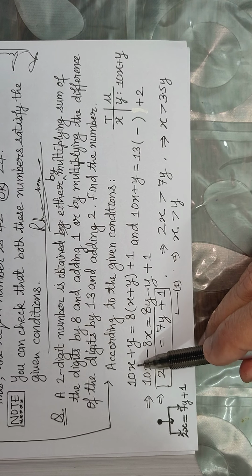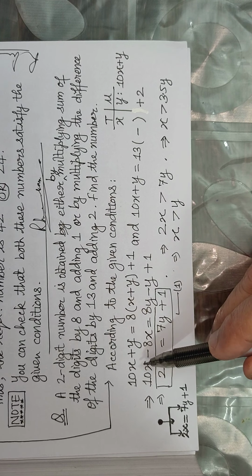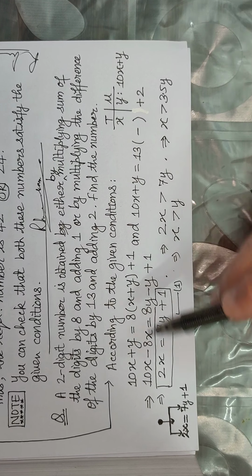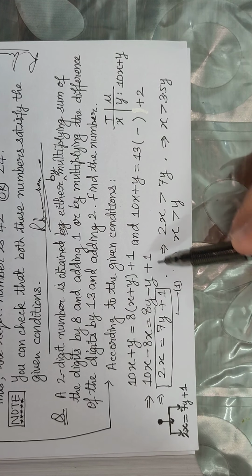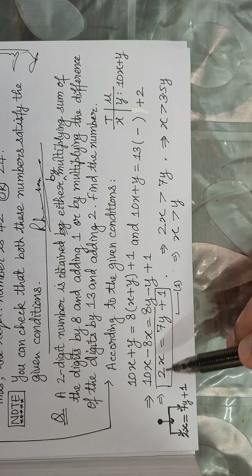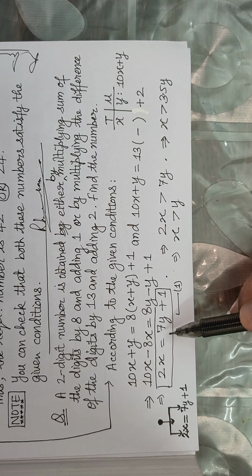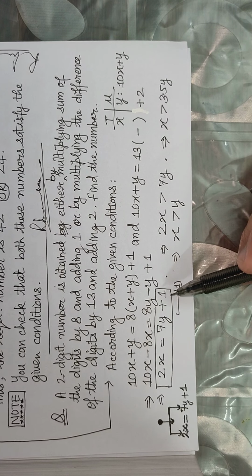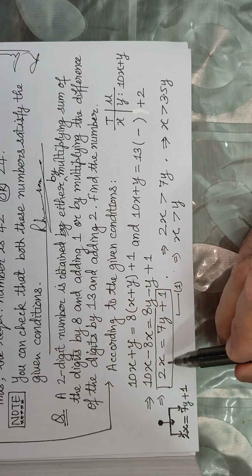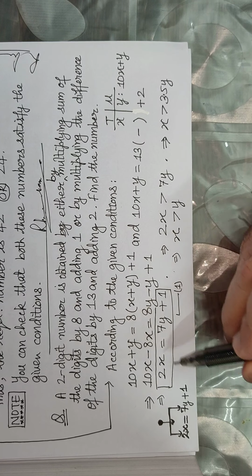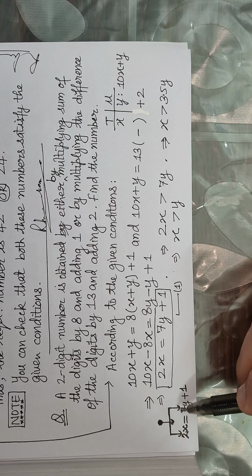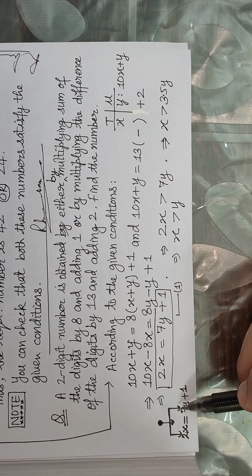I get 10x minus 8x is equal to 8y minus y plus 1. So the equation becomes 2x equals 7y plus 1. Now you can consider an equation to be two sides of a balance.